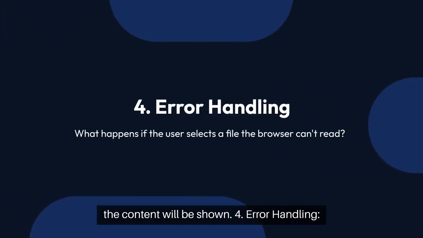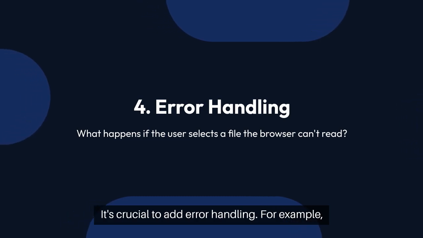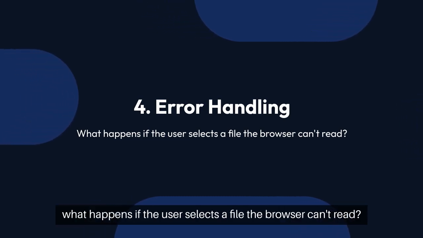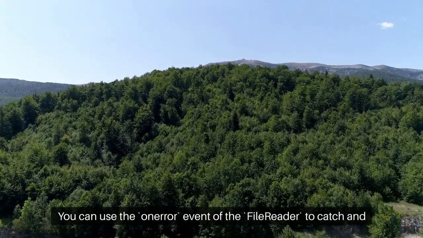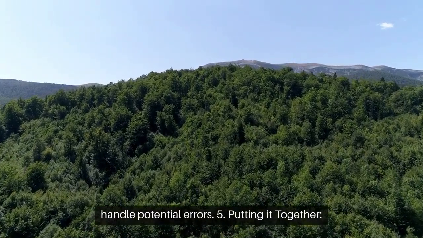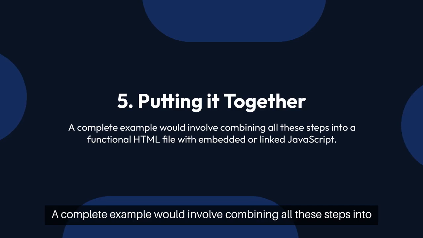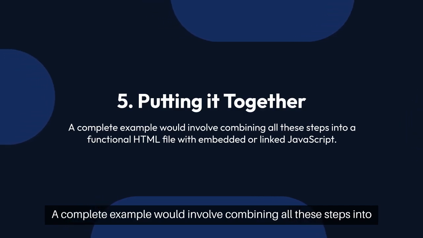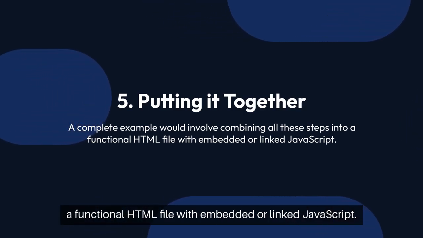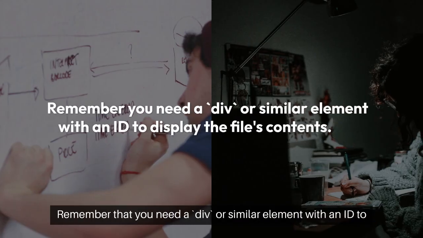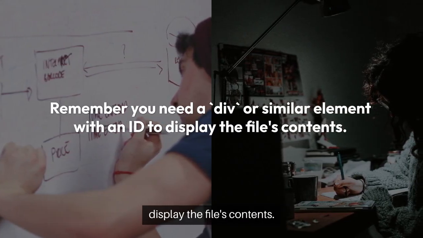4. Error handling. It's crucial to add error handling. For example, what happens if the user selects a file the browser can't read? You can use the onerror event of the FileReader to catch and handle potential errors. 5. Putting it together. A complete example would involve combining all these steps into a functional HTML file with embedded or linked JavaScript. Remember that you need a div or similar element with an ID to display the file's contents.